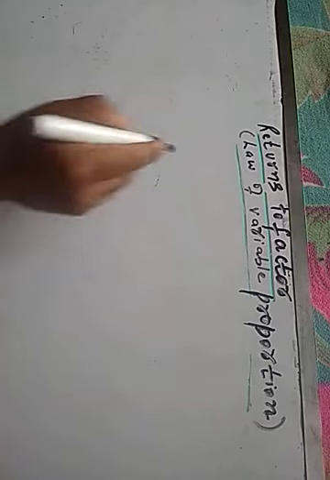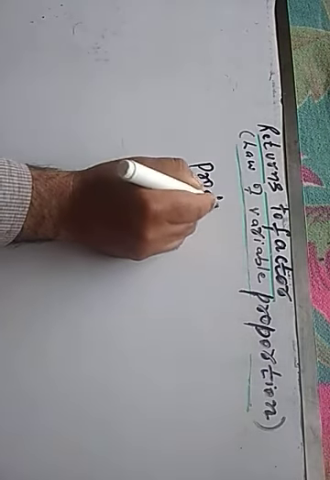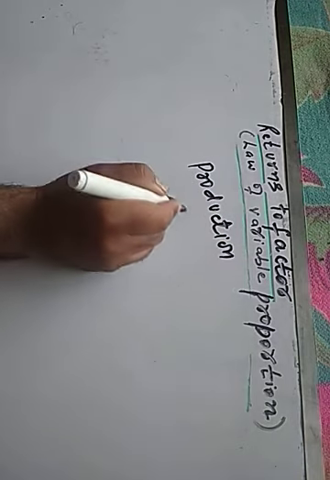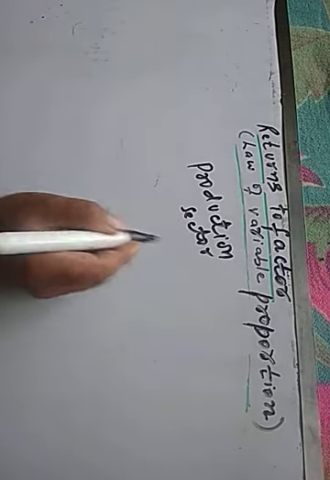Today I have a topic on returns to factor, which is also known as law of variable proportion. This law of variable proportion is applied in the production sector, where we use different factors of production to produce a particular level of output. The factors of production are land, labor, capital, entrepreneur, raw material, technology, etc.